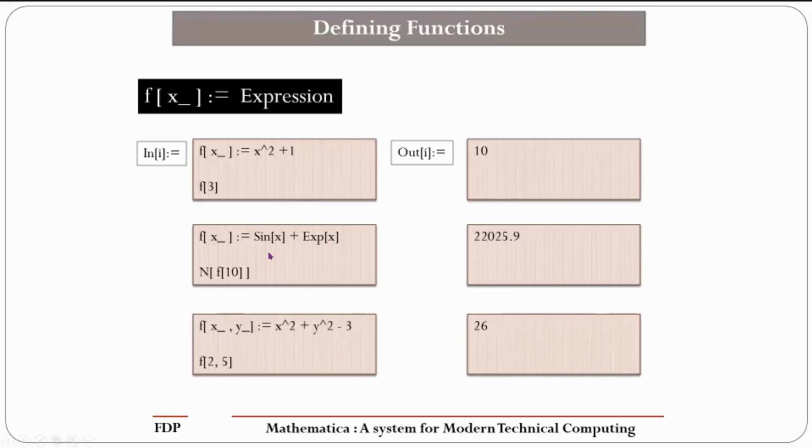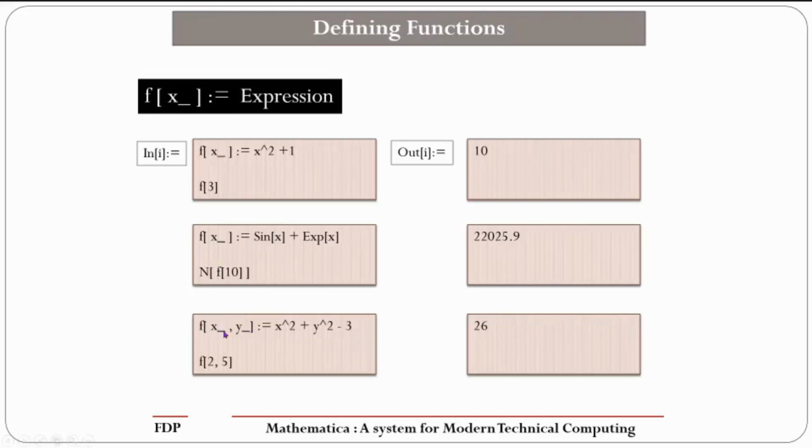But if you want to get your numerical value, then you have to put it in N. Capital N is for numeric value, right? N is also a symbol, so you have to use square brackets. So N square bracket f square bracket of 10. So 10 is input for f and f of 10 is input for N. Then you will get your answer, 22025.9, like this.